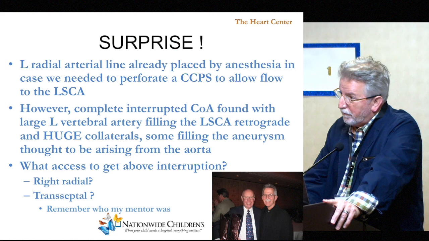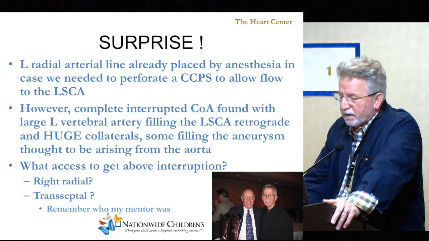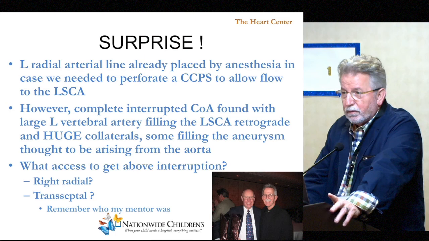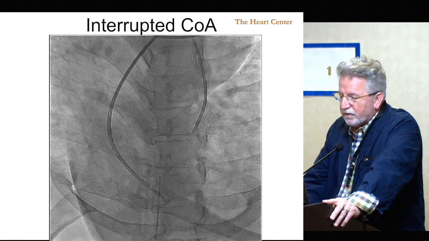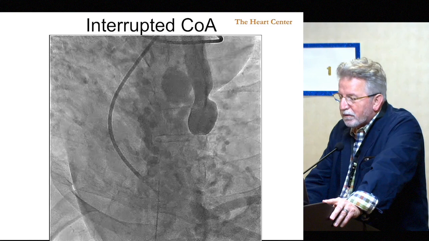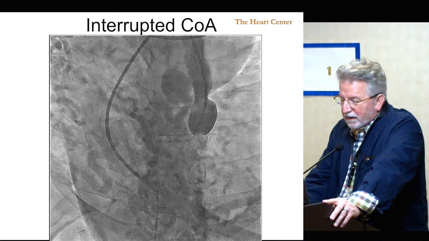And then, what access to get above the interruption? She's completely interrupted. She already had the left radial, but that wasn't a good place since it didn't communicate. Right radial was very good, and Eric and the guys that do radials all the time, it's easy. Again, transseptal to help you. And of course, my mentor was Chuck, so that was a relatively easy thing for us to do. So this is with the retrograde catheter, and you can see the transseptal that you had to go in the ascending aorta, and you see all these huge collaterals going down, and ultimately the collaterals end up filling.